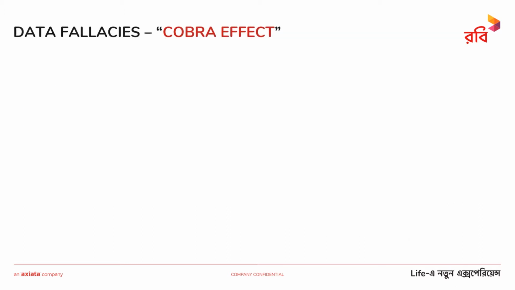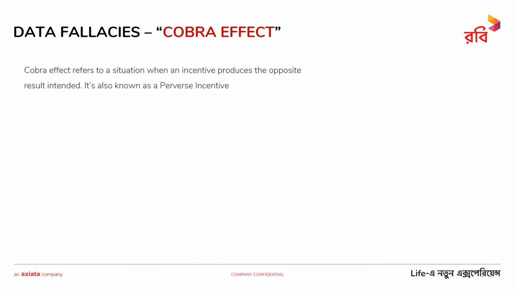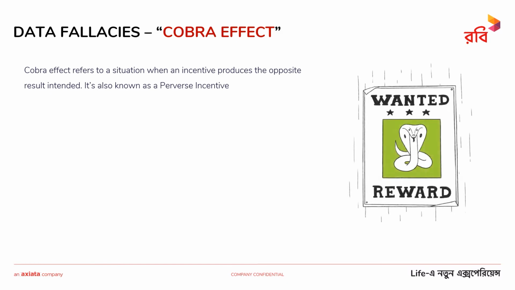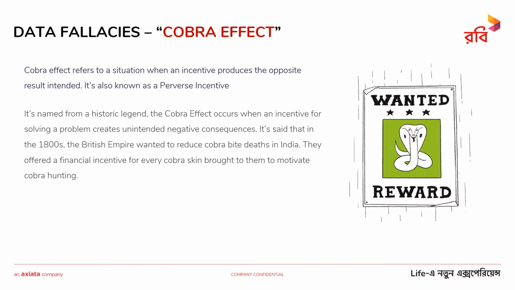Data fallacy number three, the Cobra effect. The Cobra effect refers to the situation when an incentive produces the opposite result of what was intended. It's also known as the perverse incentive. It's named from a very historic legend. The Cobra effect occurs when an incentive for solving a problem creates an unintended negative consequence.